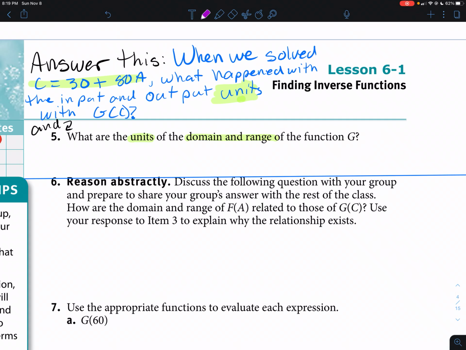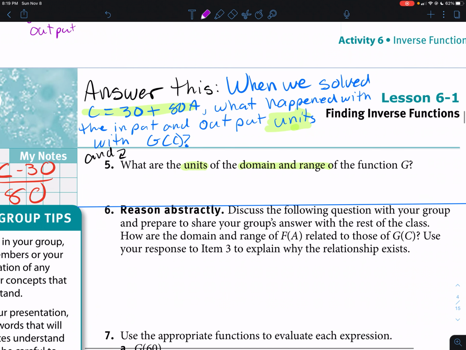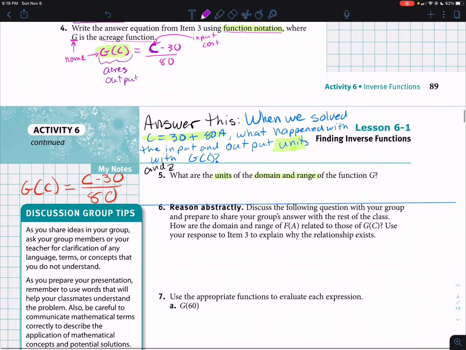Okay, picking up from the end of the first video, I left you with these questions. This is on page 90 of our textbook. I said, answer this: when we solve C equals 30 plus 80A, what happened with the input and output units with G of C? You should have said something about they switched. The output and input units switched spots.